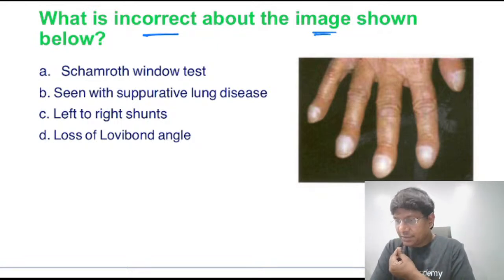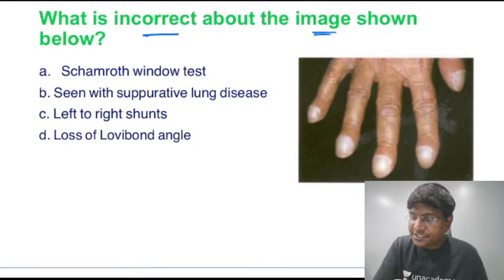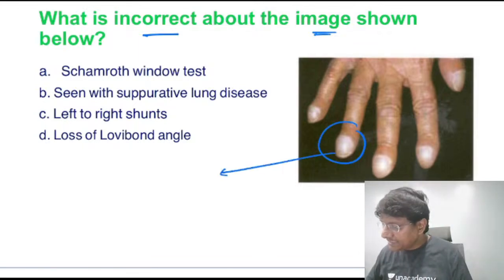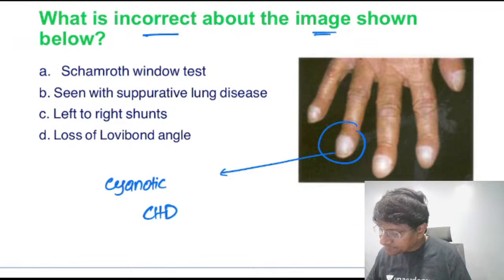Yes, right, very good. See, this patient is having clubbing. Now, where is it that you will have the clubbing? You will have this clubbing in case of which cardiac condition? That is in cyanotic congenital heart diseases.